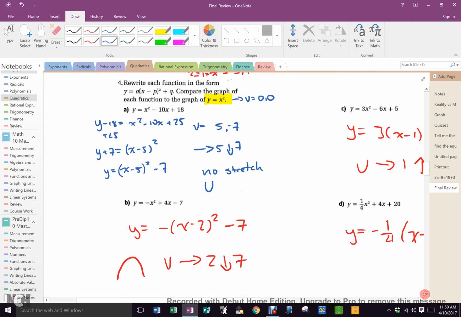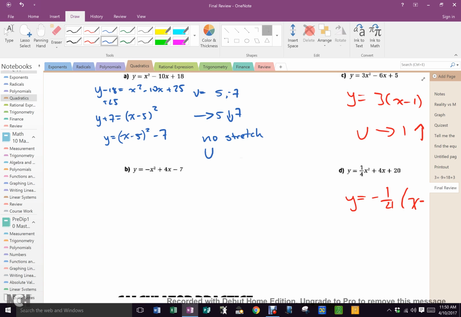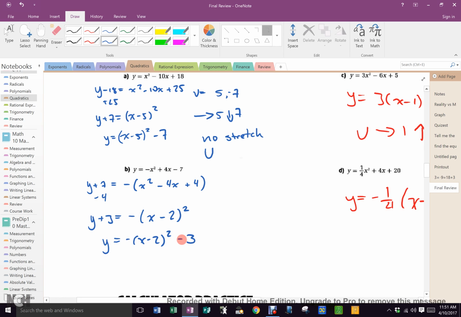Come over to, or down to B. Get rid of that. Again, complete the square. y plus 7 equals negative x squared minus 4x plus 4. So I added negative 4 to both sides. Half of that is 2, 4, yep. So y plus 3 equals negative (x minus 2) squared, which is y equals negative (x minus 2) squared minus 3. So my vertex went that way 2, down 3, sad parabola, and no stretch.